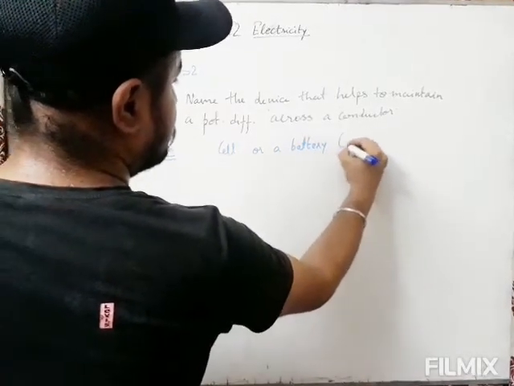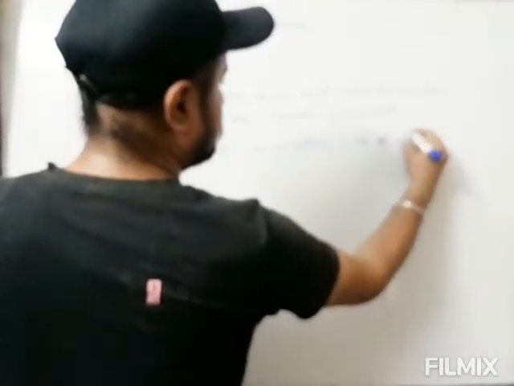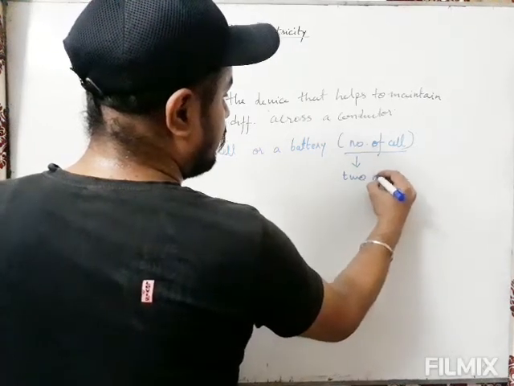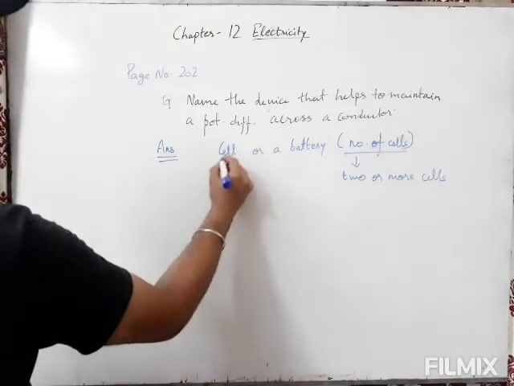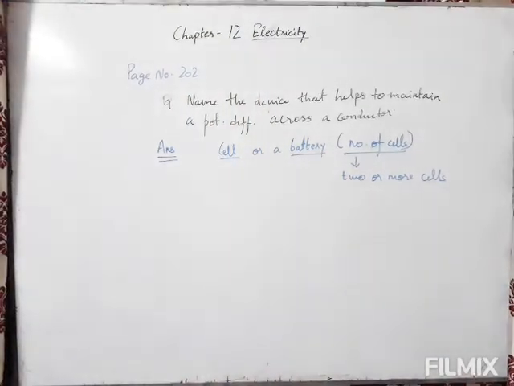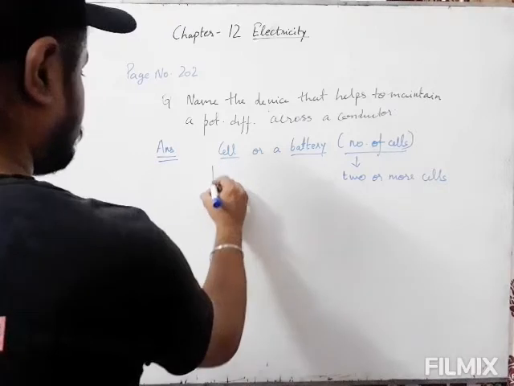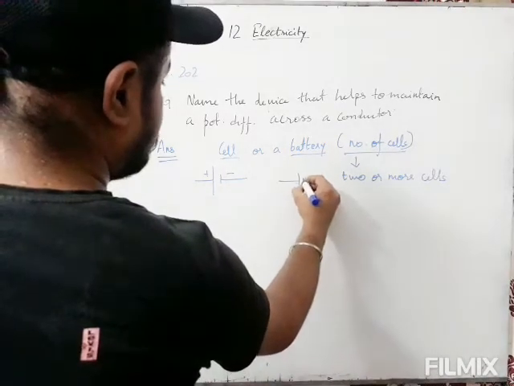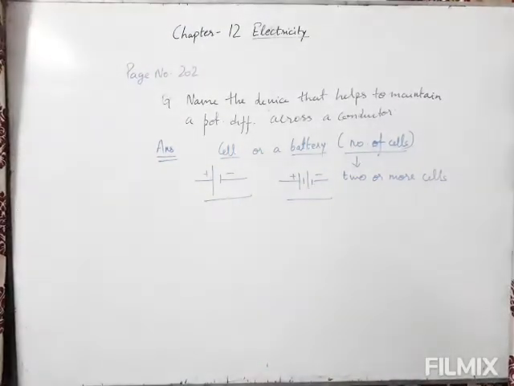Basically a battery is a number of cells, or it can be written as simply 2 or more cells. Cell or a battery is a source of potential difference. Which thing maintains the potential difference in the circuit? Always remember, cell or a battery. A cell is symbolized as this, positive, negative. A group of cells we can make as a battery. Symbol of cell, symbol of battery.